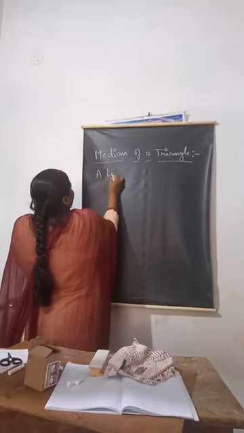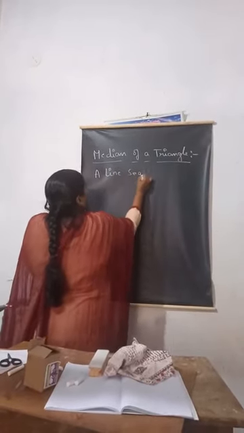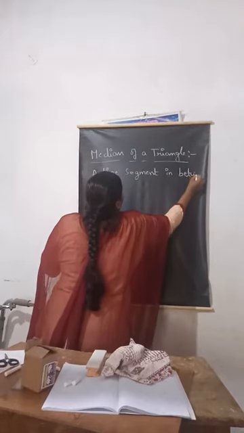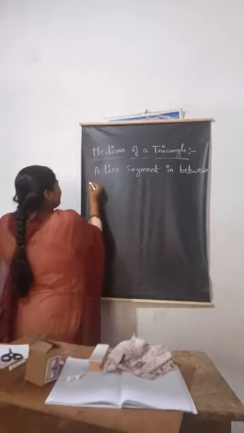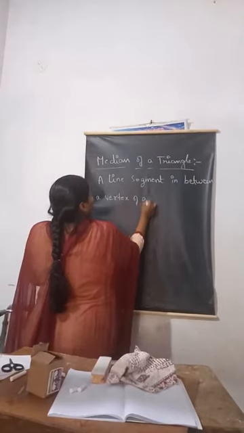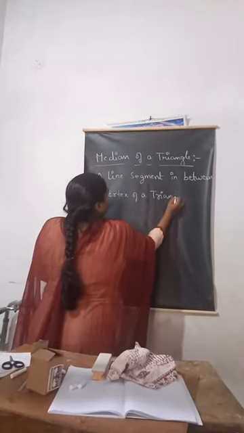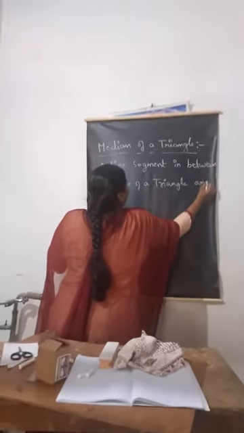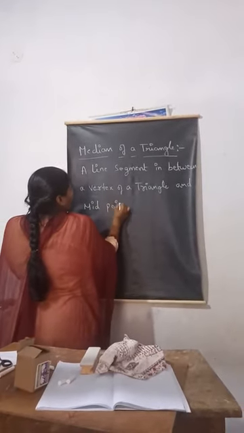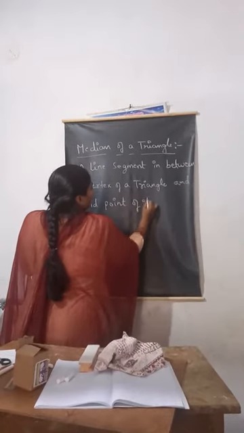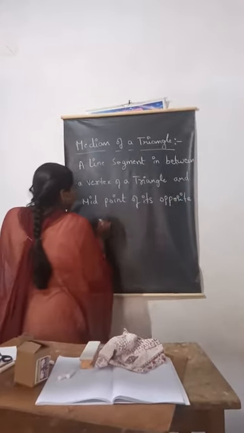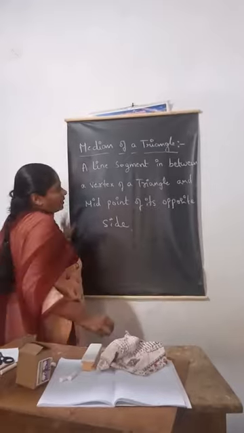A line segment in between a vertex of a triangle and the midpoint of its opposite side. Opposite side. Understand?